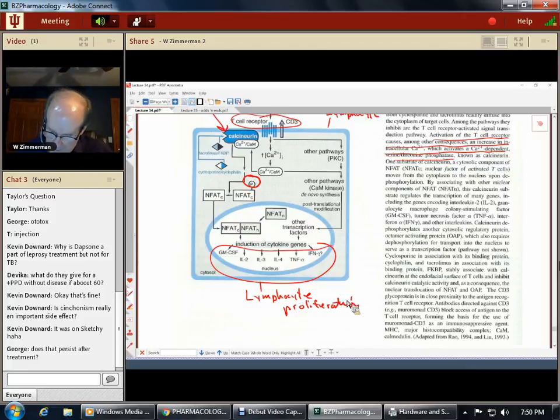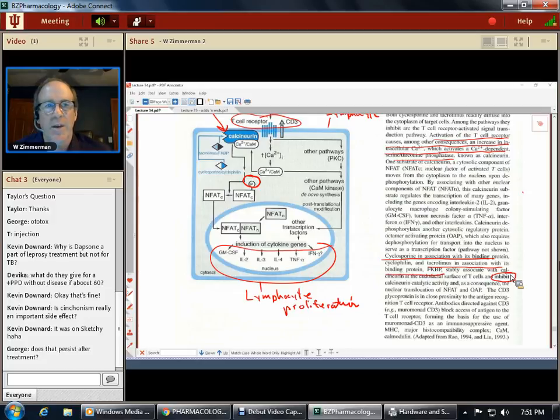Well, jump down to the caption here. Cyclosporin, in association with this binding protein cyclophilin, and tacrolimus in association with this other binding protein, they associate with the calcineurin at the interfacial surface. And therefore, they're going to inhibit the calcineurin activity. So they slow down the calcineurin.